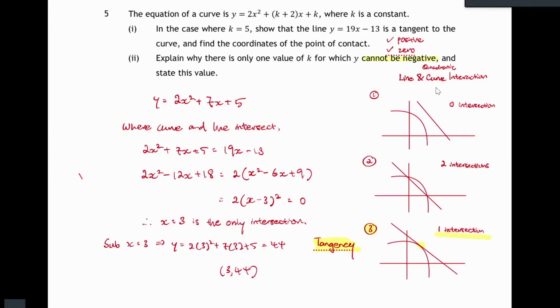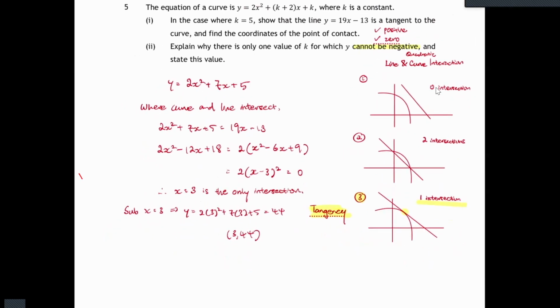Okay? So for part 2, the clue I can give you is we have y, which is 2x squared plus k plus 2x plus k. This is more than or equals to 0. So it just cannot be negative, can be 0, can be positive. Then how do I have this equation to be equals to 0 or more than 0? More than 0 is a strictly positive situation. Equals to 0 means it cuts the x-axis. Okay, got 2 situations.